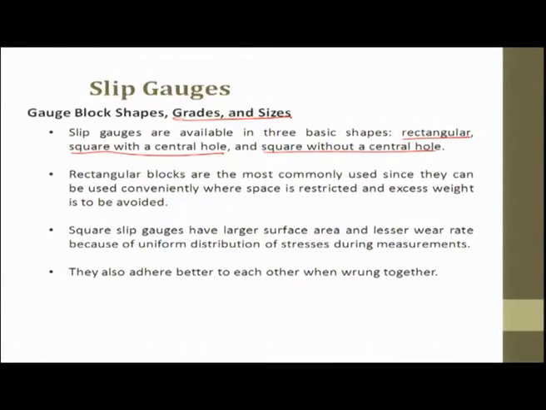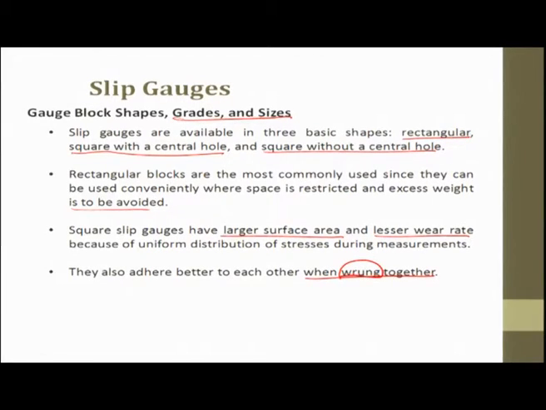Rectangle type is the most commonly used, since it is most convenient where space is restricted and excess weight is to be avoided. Square slip gauges have larger surface area and lesser wear rate. They also adhere better to each other when wrung together.